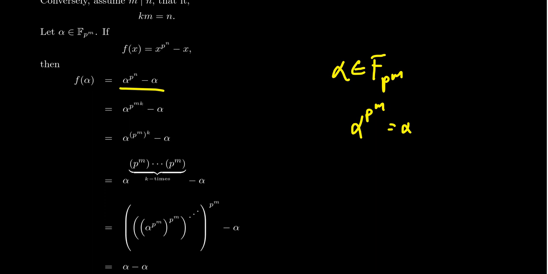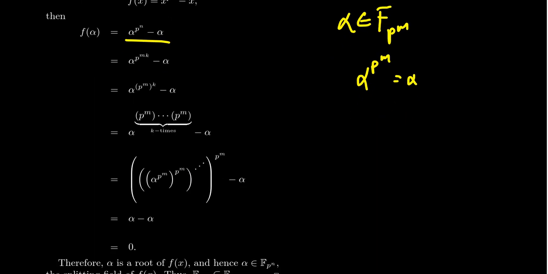And then using some exponent laws, this is the same thing as alpha to the P to the M, to the kth power. What does that mean here? We have to be careful with our exponents. We're taking P to the M to the kth power. We're not taking this to the kth power. That's a different thing. So in particular, P to the M shows up K times in the exponent. And so by exponential laws, if you have a factored exponent, you can then iterate the exponent. So this is the same thing as alpha to the P to the M, to the P to the M, to the P to the M, all the way up to the P to the M, like so.